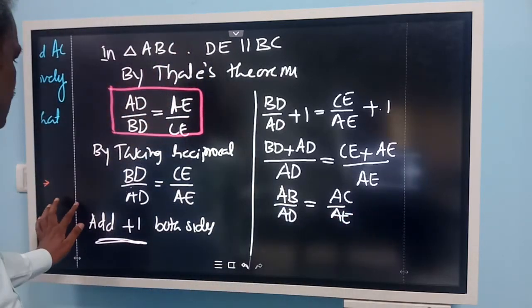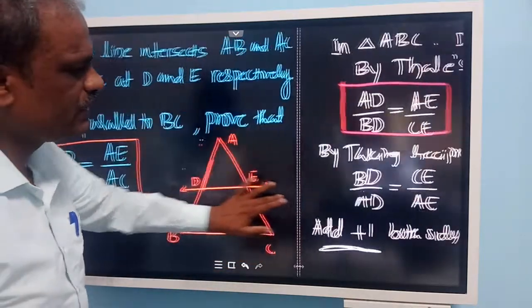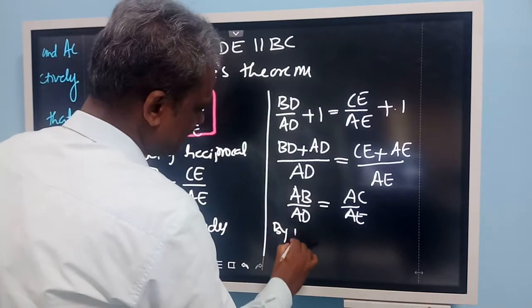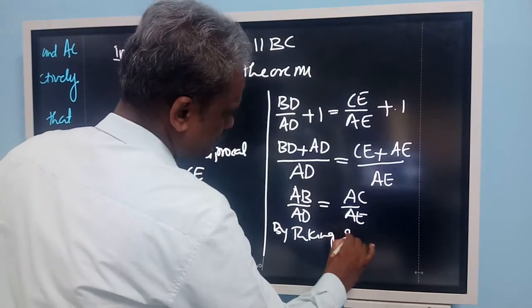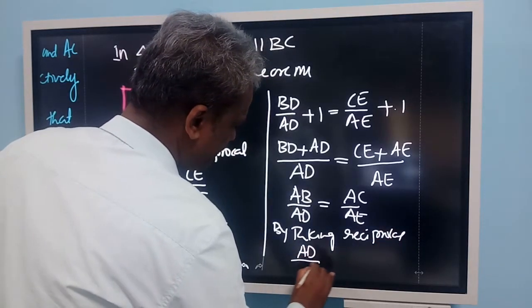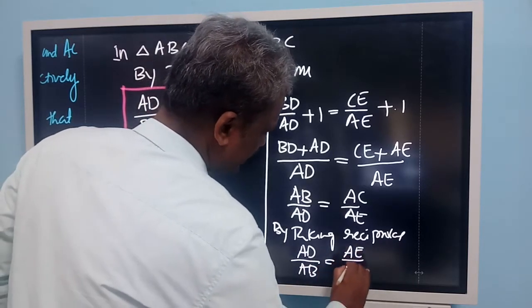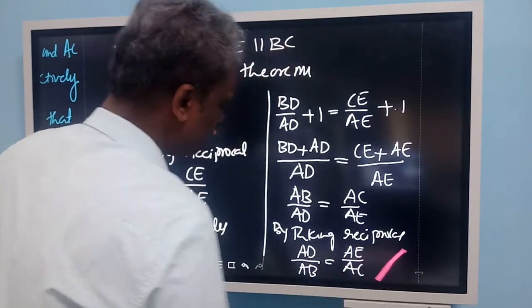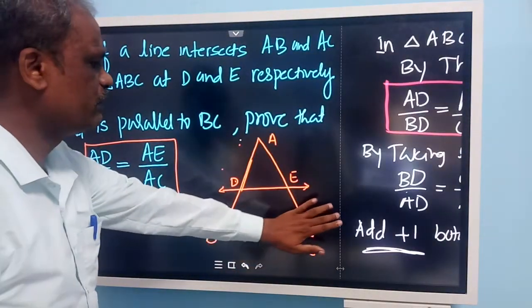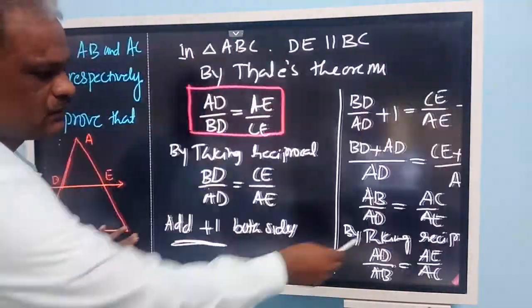And look at this, what we have to prove here. We have to prove AD by AB. Here we have AB by AD. Again take the reciprocal. By taking the reciprocal you will get AD by AB is equal to AE by AC. So here is the proof. This is the proof. We have proved that AD by AB is equal to AE by AC.